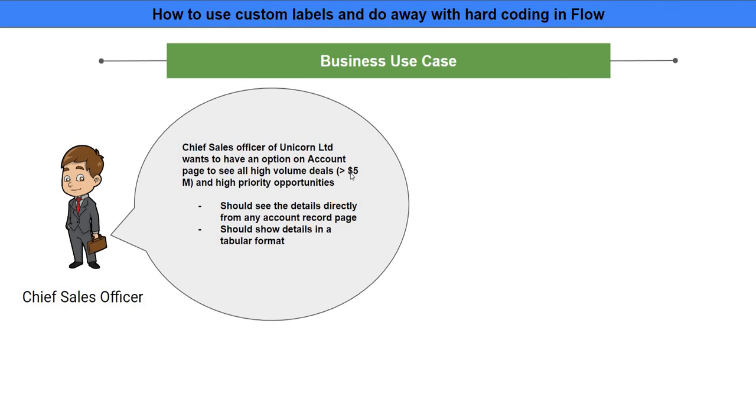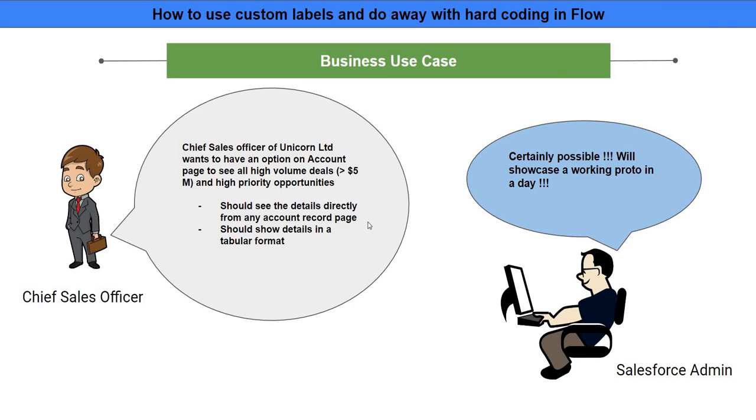We're going to use custom labels to store this because we don't want to hard code this 5 million in our flow. In future, the chief sales officer may come back and say that he needs to change the cap from 5 million to 10 million or 15 million. At that point in time, we don't want to go to the flow, make some changes and then do the deployment, isn't it? So let's see how we can avoid hard coding this cap and also get this requirement completed without writing any single line of code as a Salesforce admin.